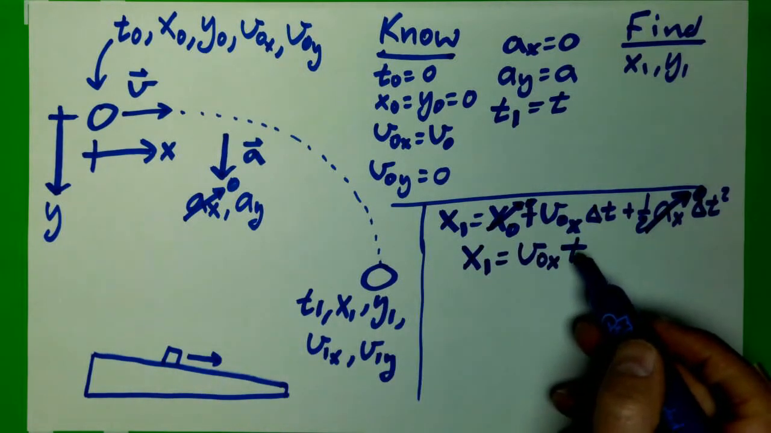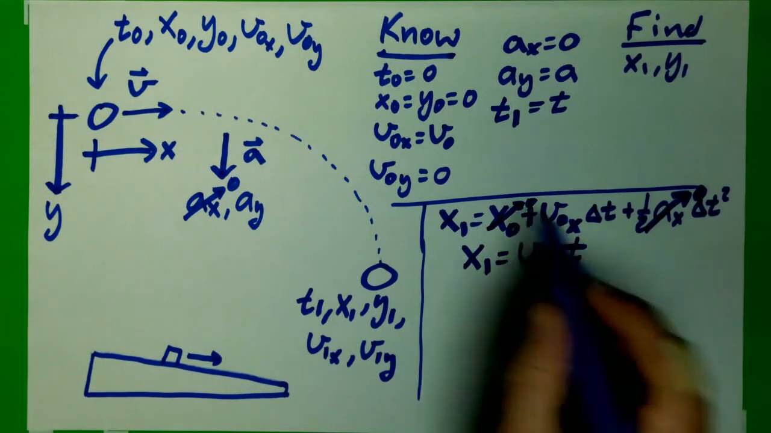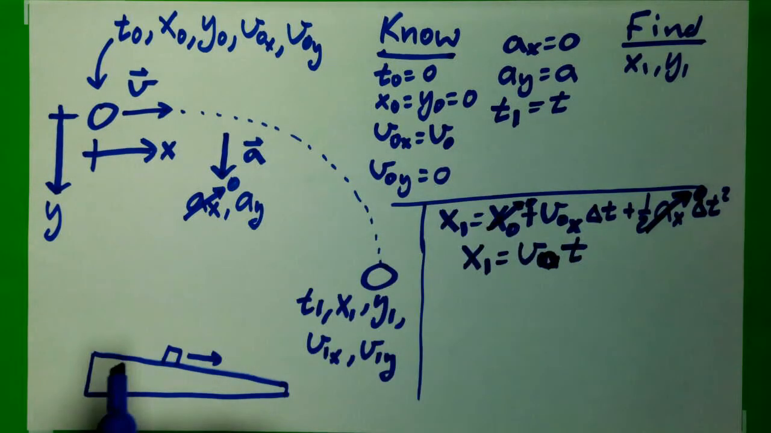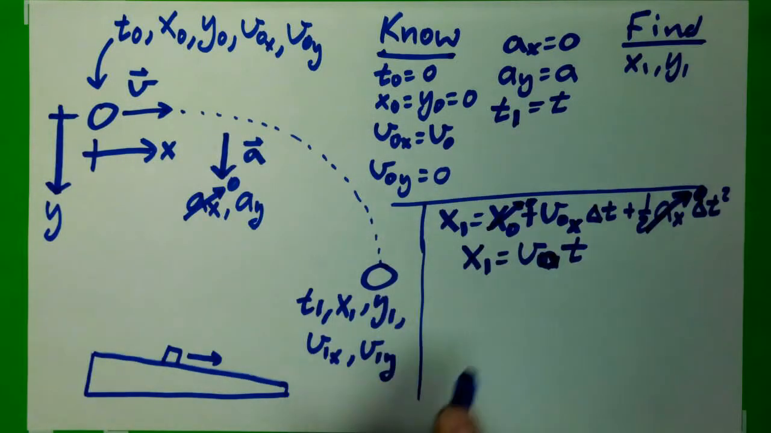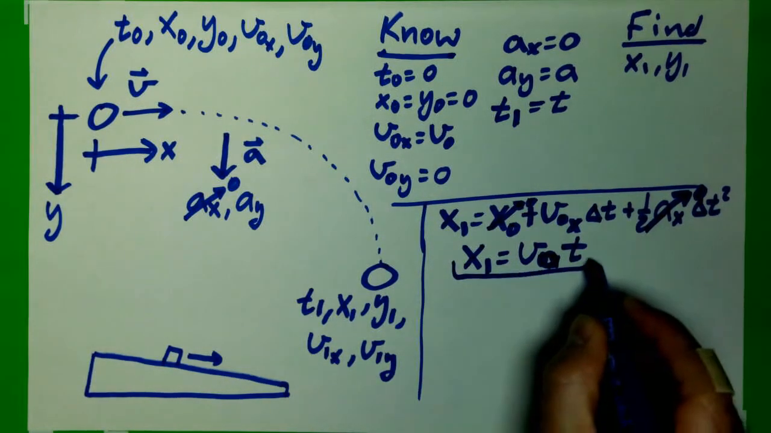So I can say that x1 is equal to v0x times the time, or just v0 times the time, because v0x is v0. So now if I give you a value of v and a value of t, you can tell me where it is down the rink, how far it's traveled this way. Okay, so we have that one.